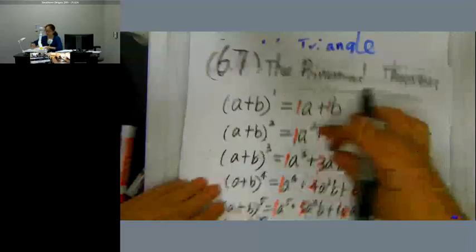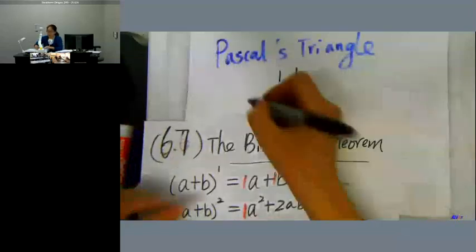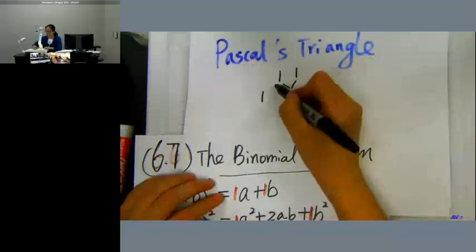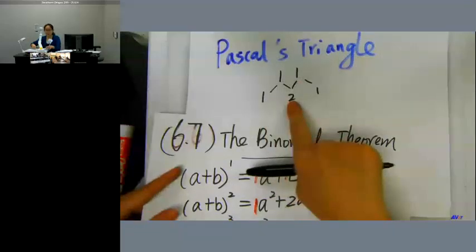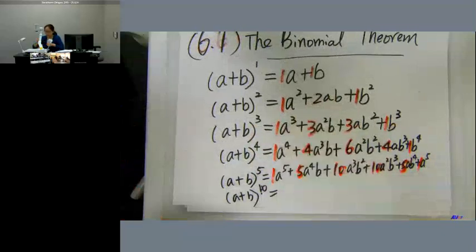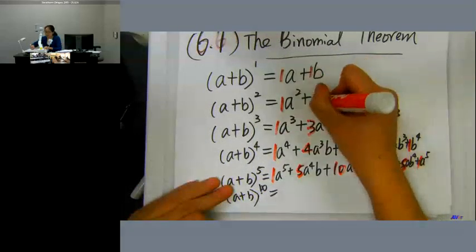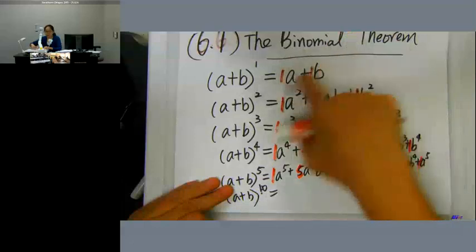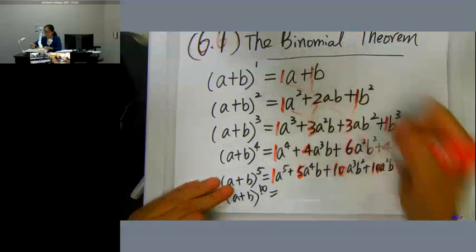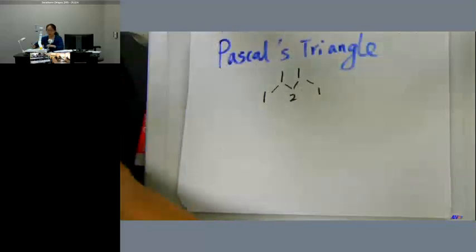Let me put the numbers down here. The first one is 1, 1. Second one is 1, 2, 1. And the next for the third power is 1, 3, 3, 1. And look, you always have 1 at the beginning and 1 at the end. But the number in the middle, you add the previous two ones, you get that. So how do you get 3? You add these two, you add these two. How do you get 4? You add these two. How do you get 6? You add these two.